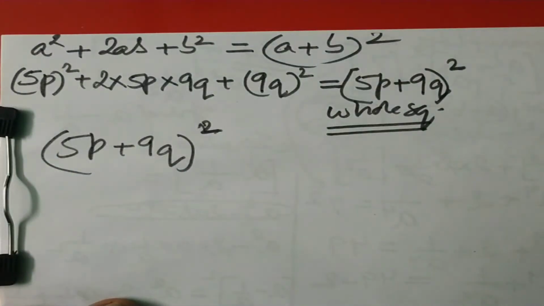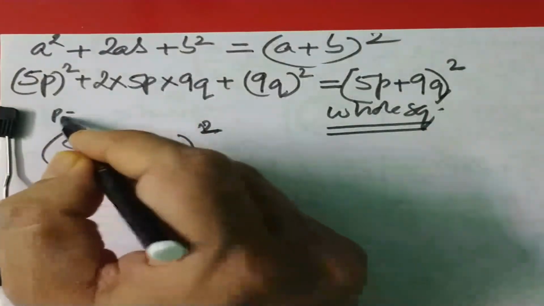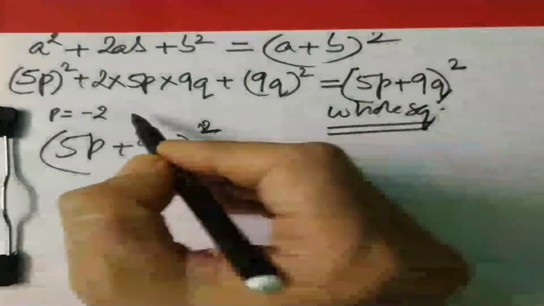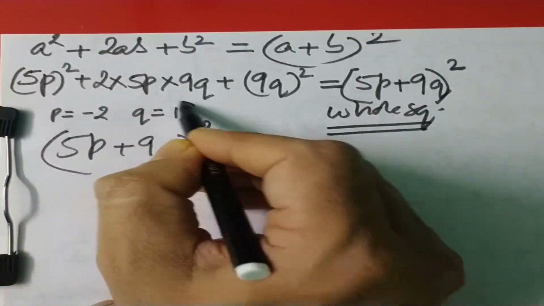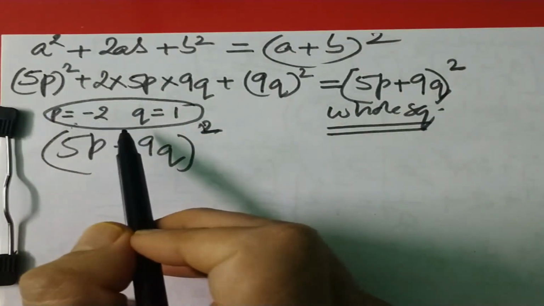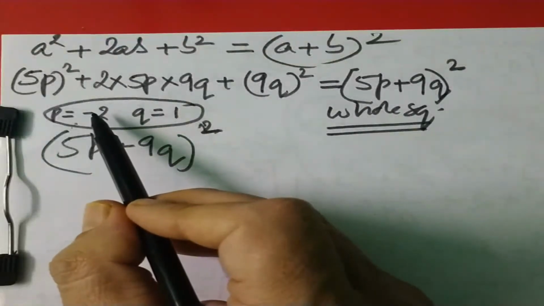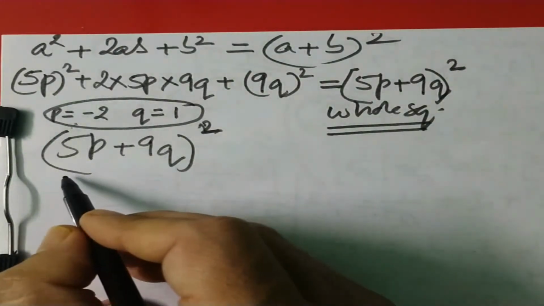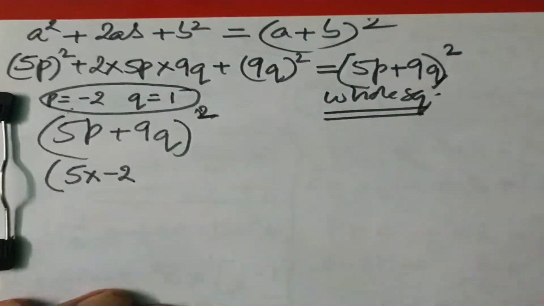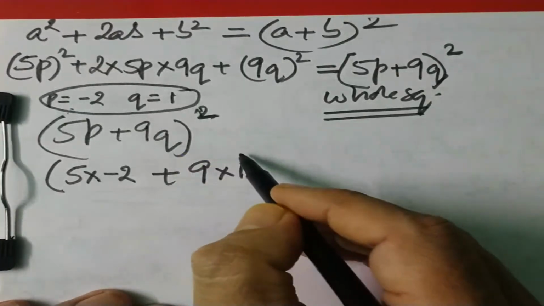and in this I have to use two values where it is given p is minus 2 and q is 1. These are the two things given. P is equal to minus 2 and q is equal to 1. Now this value I have to put here. So 5p means 5 into minus 2 and 9q means 9 into q, 9 into 1.